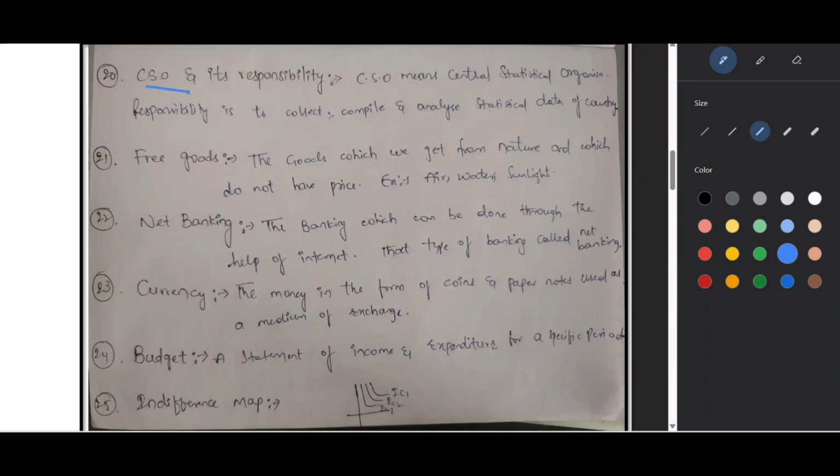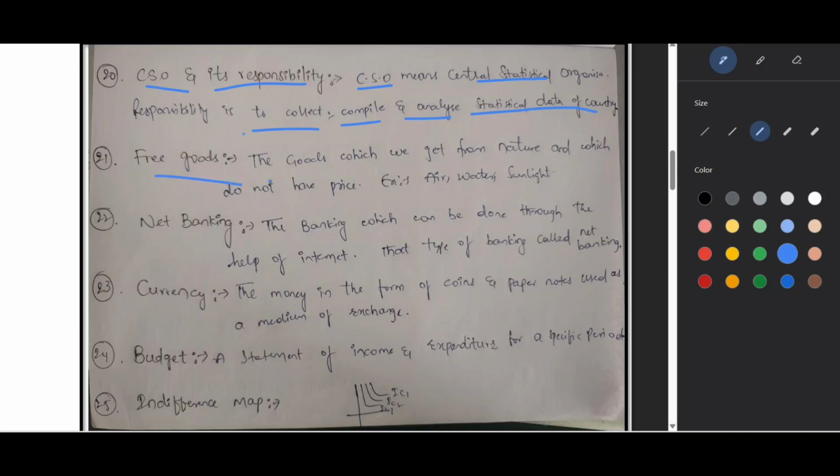Next is what is CSO and explain its responsibility. See, CSO means what? Central Statistical Organization. What it does is that it is responsible to collect, compile and analyze the statistical data of the country. This is the work of the Central Statistical Organization.